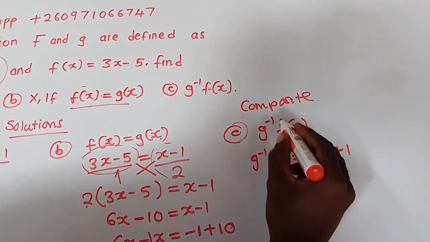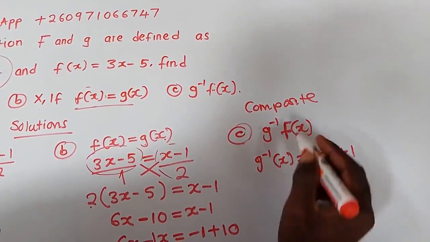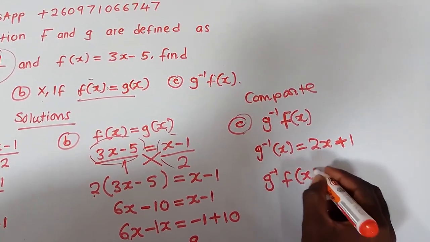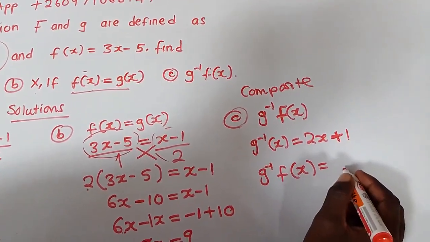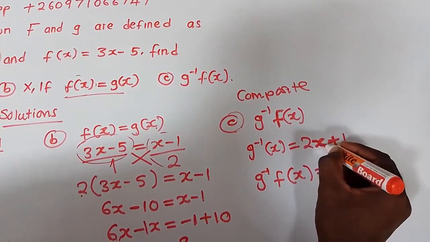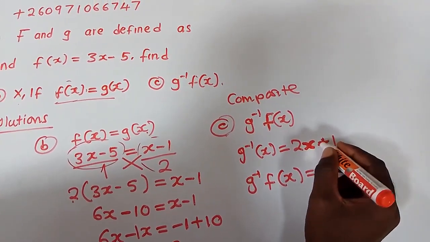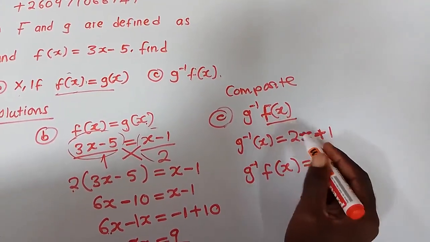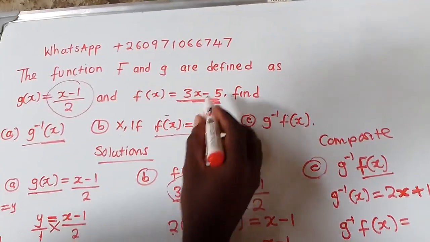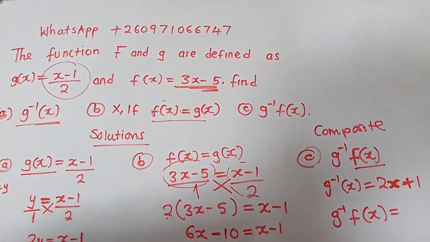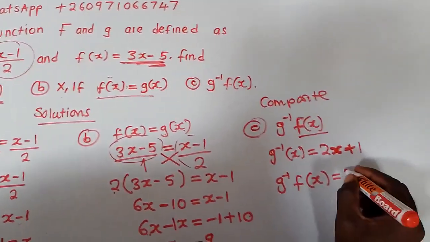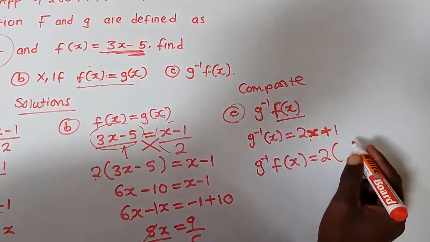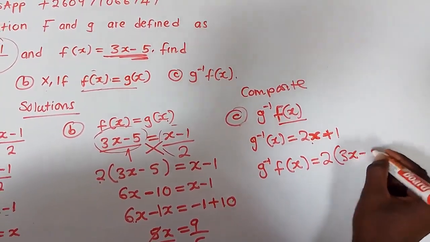So now you put the inverse, we put also the other function, which is f. So g inverse, you combine it with f, which is equal to like this. This means that where there is x here, that's where you are going to put this function f. So where is the function f? The function f is this one here. So here it's 2, then x is the function, which is 3x minus 5.